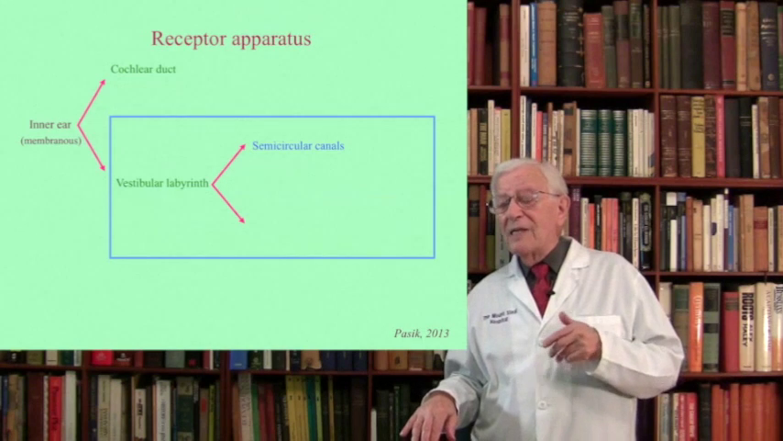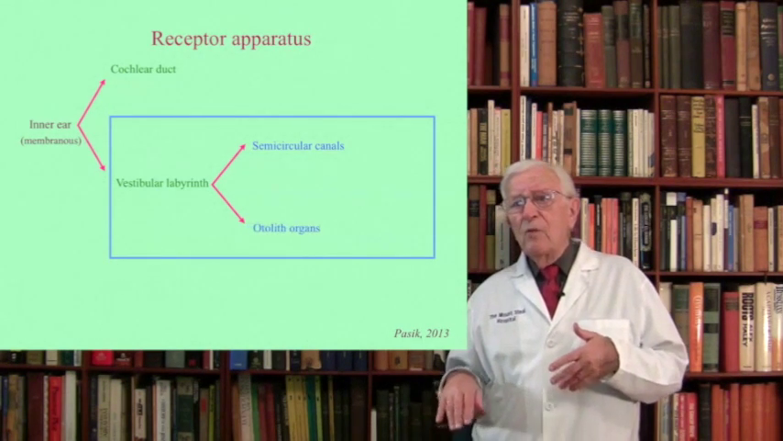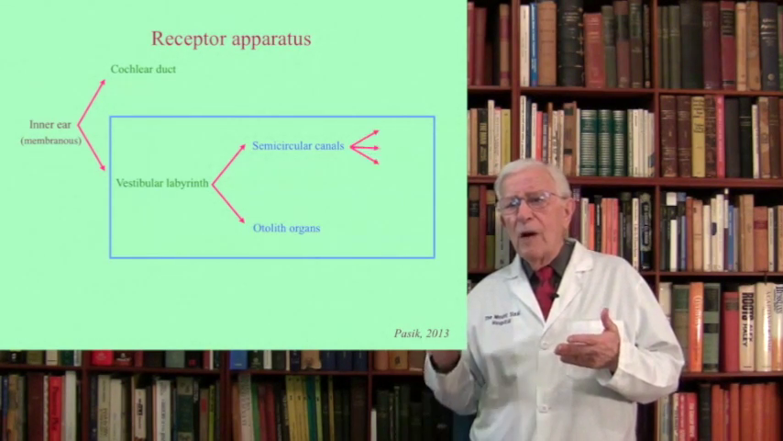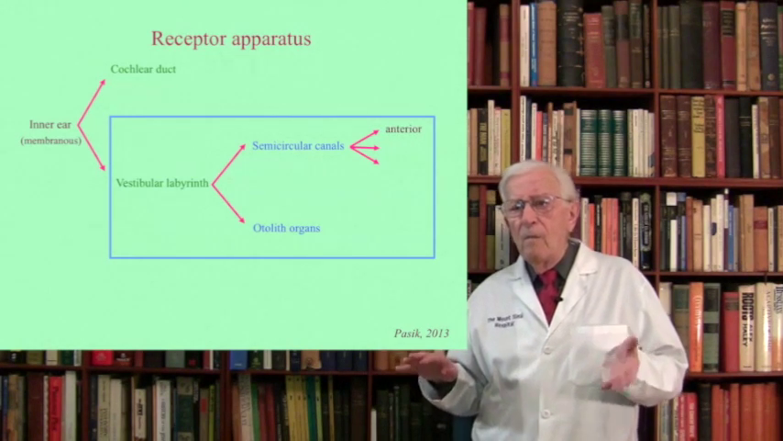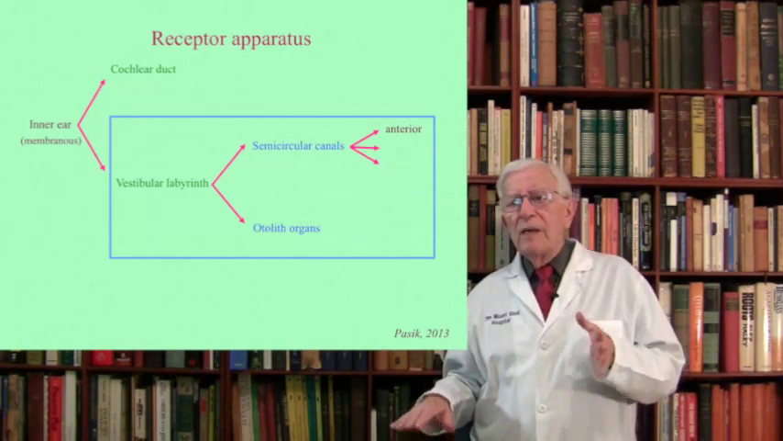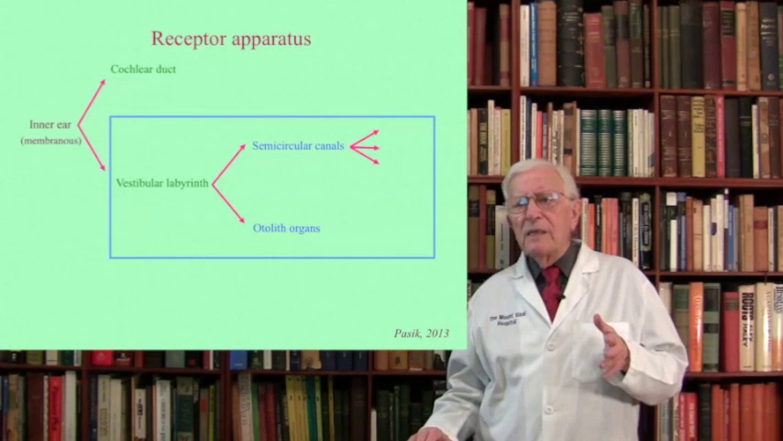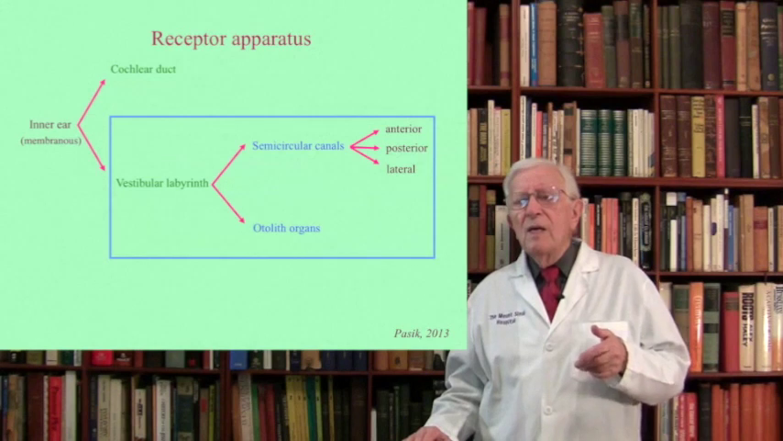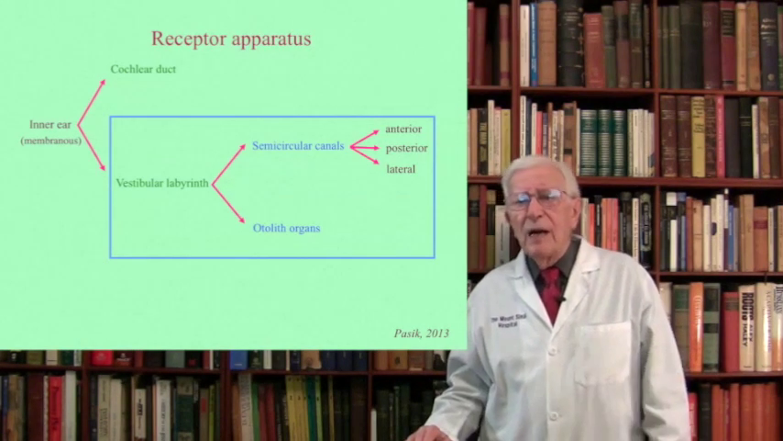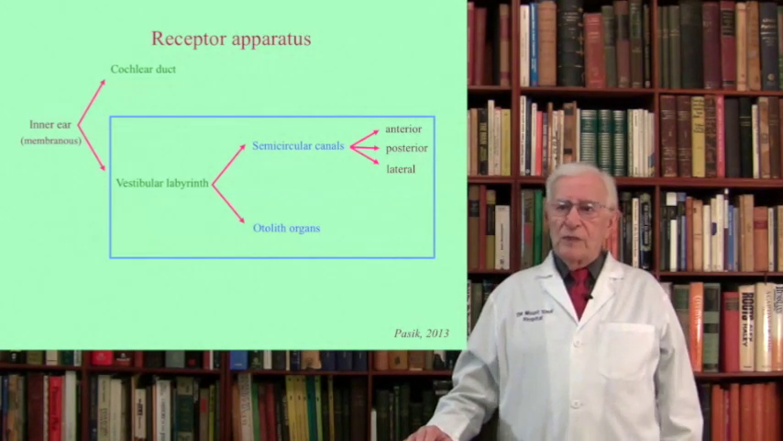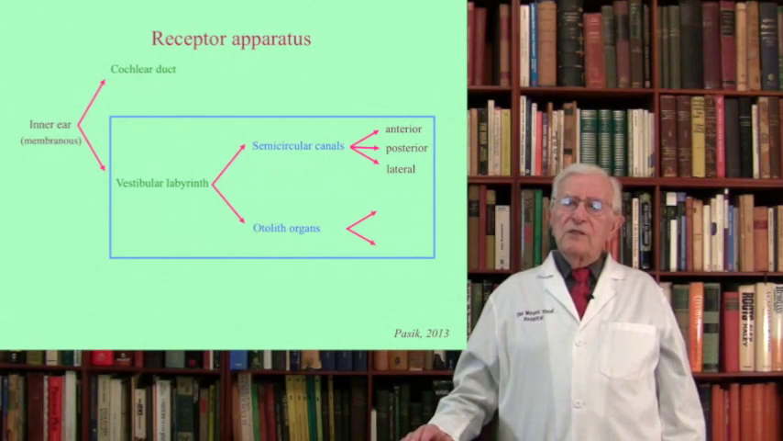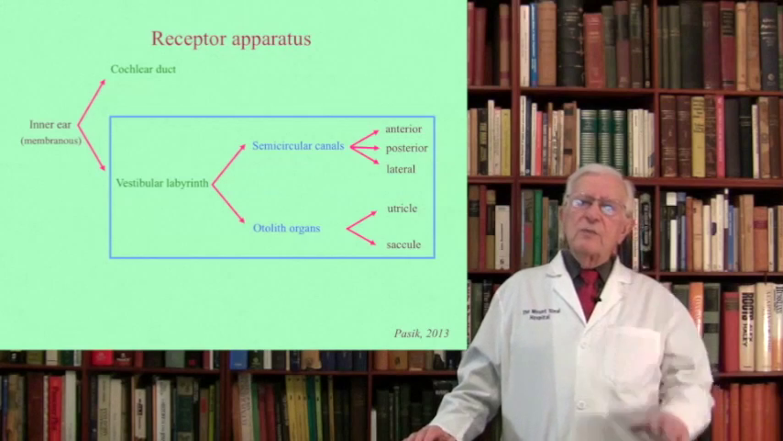The semicircular canals are three on each side, one in the anterior plane, one in the posterior plane, and one in the lateral plane, or horizontal plane, it's the same. And then the other portion of the vestibular labyrinth are the otolith organs, which there are two. One is the utricle, and the other is the saccule. All right, so that's your receptor apparatus.